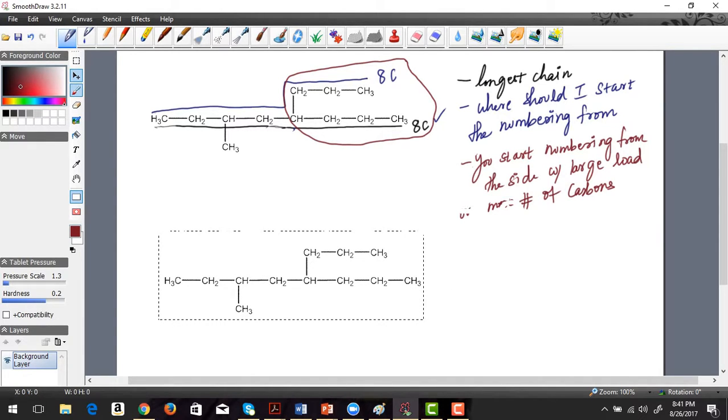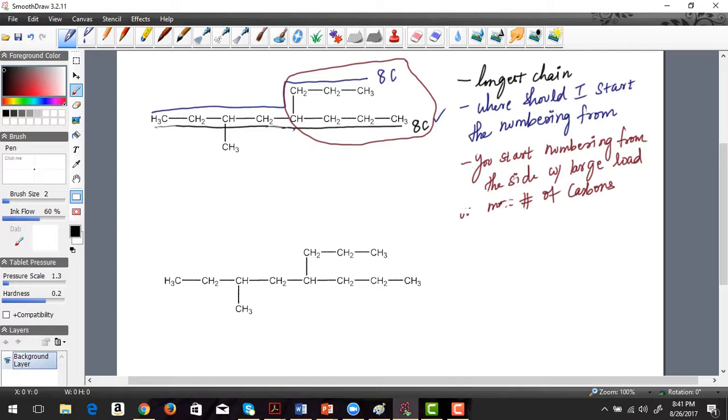Very good. Let's go get our black. Now what that means is I pick this row, the straight chain, so I start numbering from here: 1, 2, 3, 4, 5, 6, 7, 8. We have established in our first video for numbering that this group right here is known as a propyl, and this group is a methyl.